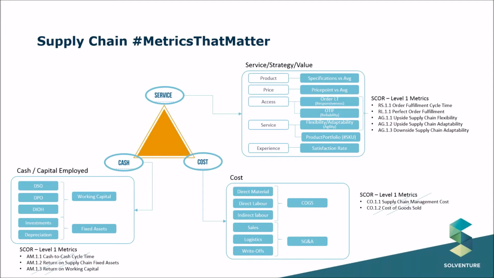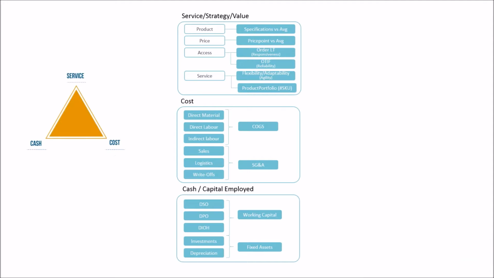And another thing which strikes me is that here, if you look at the SCORE model, we have return on supply chain fixed asset. This is a return metric, and we are certainly in favor of first measuring each of the sides of the triangle separately. So you need to have service metrics, you need to have cost metrics, you need to have cash metrics or capital employed metrics, and only then shift to combined metrics. That's what we showed here.